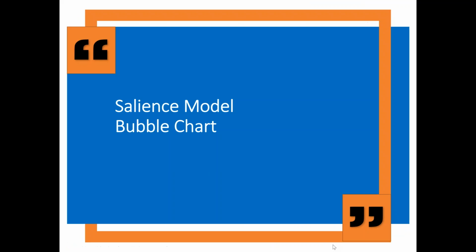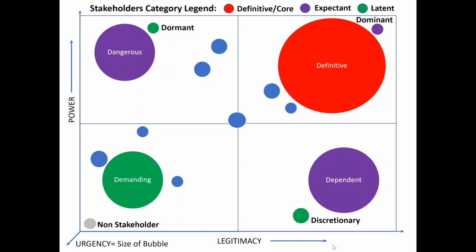So what I have done is I have taken the same model of having power on the y-axis and legitimacy on the x-axis, but on the z-axis, which is the size of the bubble, shows the urgency. So this is more popular because people can easily understand it. Now let us plot all of those stakeholders which we have just studied.